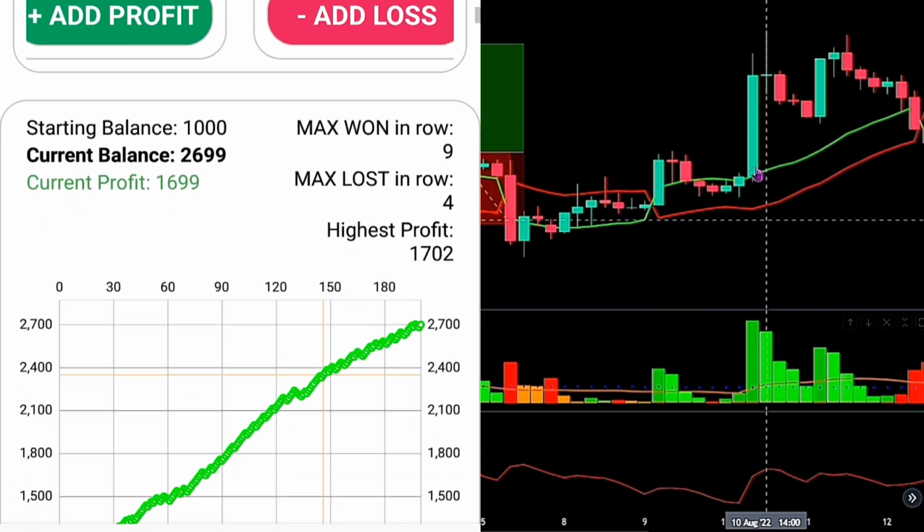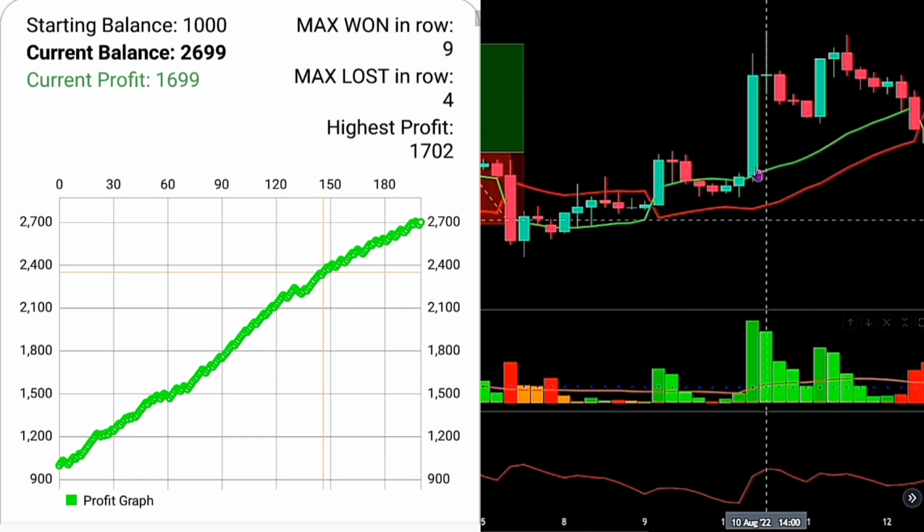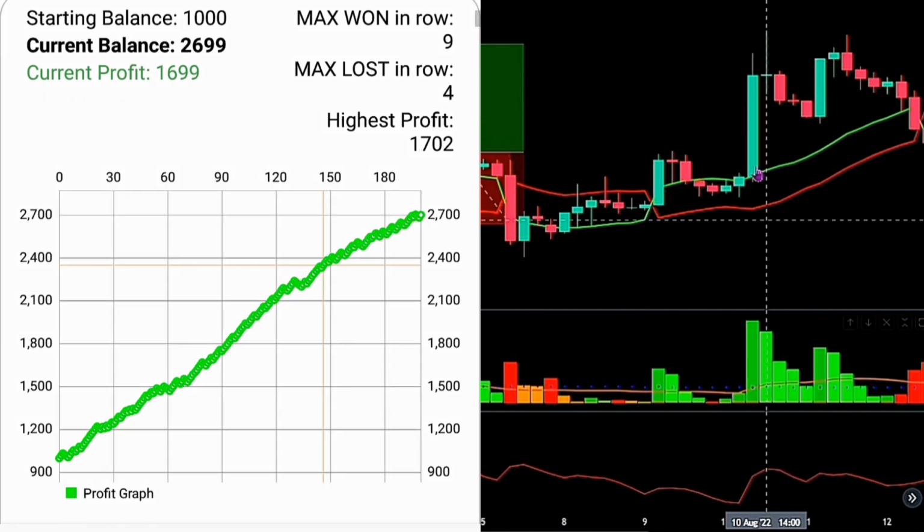Although commissions and spread fees would eat up some of the profit in real trading, because it was not included in the backtest. So you definitely want to expect that number to be lower when trading live. The profit factor for this strategy is looking good, I guess. And we had 9 wins in a row against 4 losses in a row. So yeah, I'm definitely happy with these results.